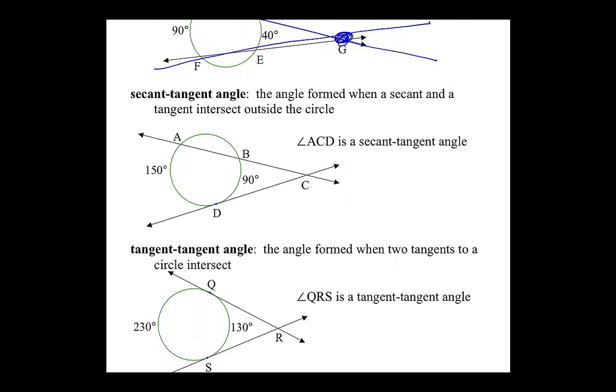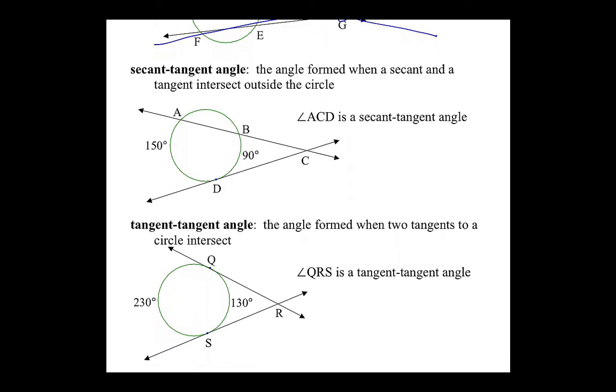You could have a secant and a tangent run into each other. So AB is a secant because it goes through the circle, but DC is a tangent because it only hits one point on the circle. They intersect each other out here at point C, so that would be a secant-tangent angle.